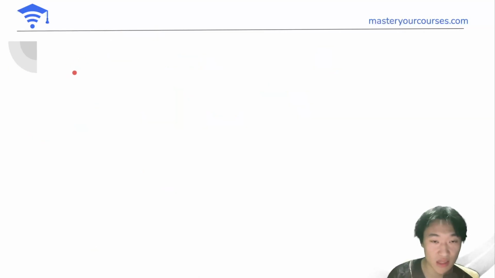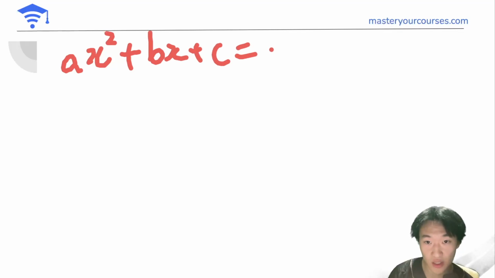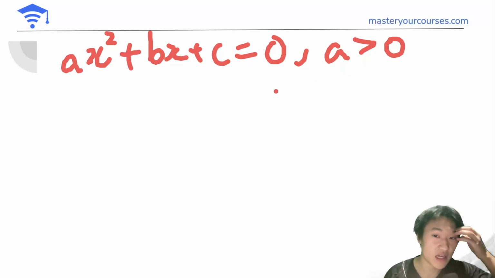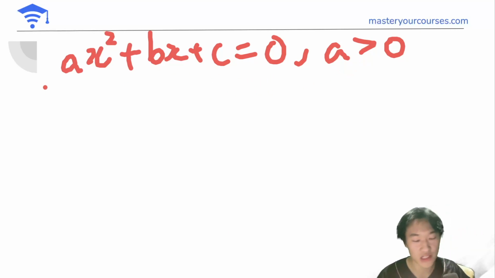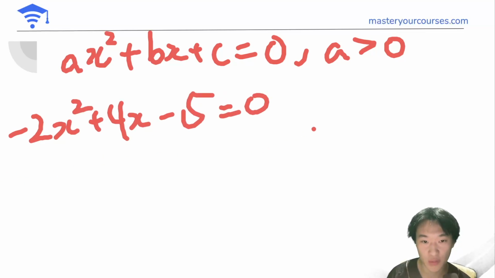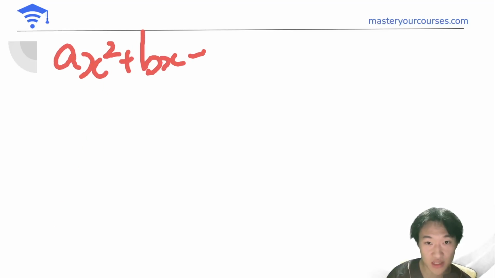You're going to be looking at completing the square in the next video. For this time, just assume that this works. So we take ax squared plus bx plus c equals 0, such that a is greater than 0. We can do this because we equated to 0. If we have a general equation like minus 2x squared plus 4x minus 5 equals 0, we can quickly multiply both sides by -1 to get a to be positive. So we make a positive in this proof.